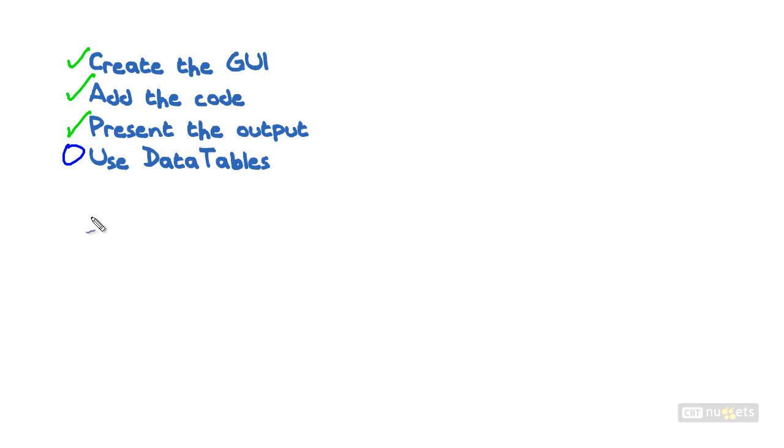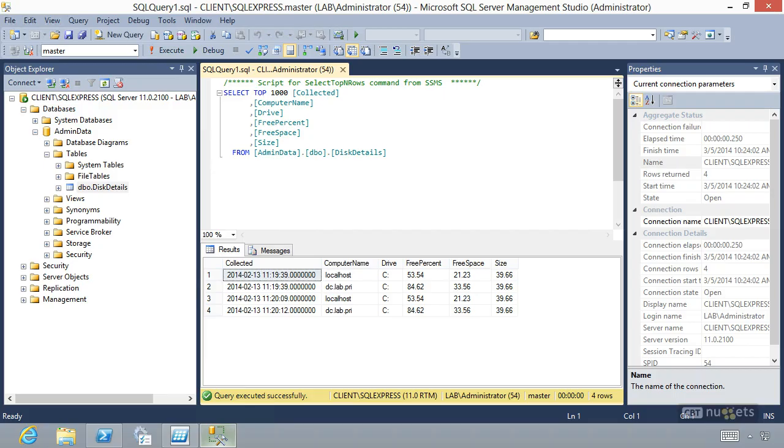This nugget's actually going to be a 2-for-1 because in addition to learning to use a data table, you're going to also learn how to fill that data table into a data grid view. So we're starting here in SQL Server Management Studio, which might not be what you expected, but the whole point of a data table is to pull information from a database. So I want to just start with this.